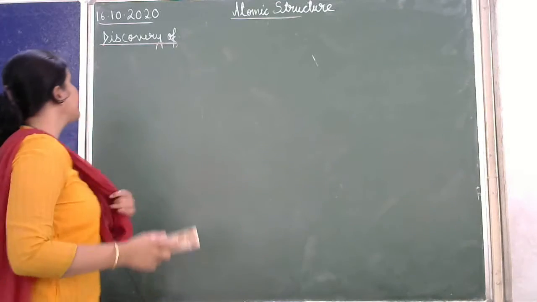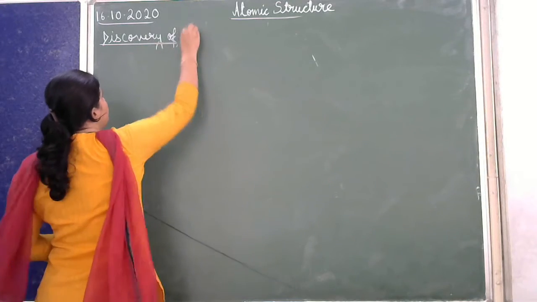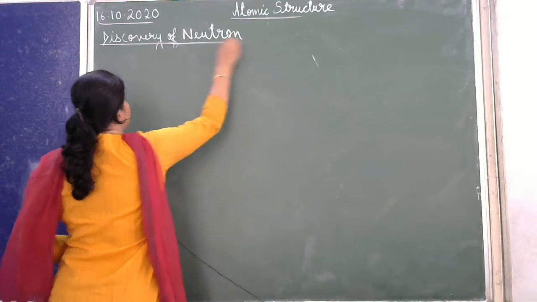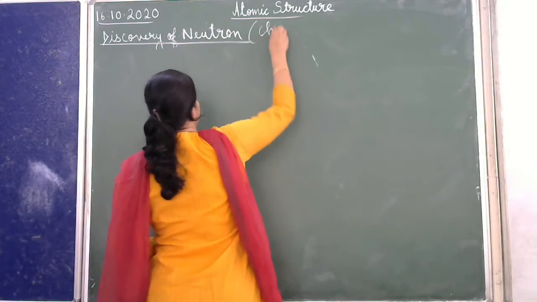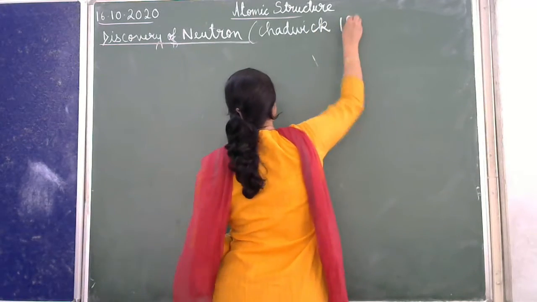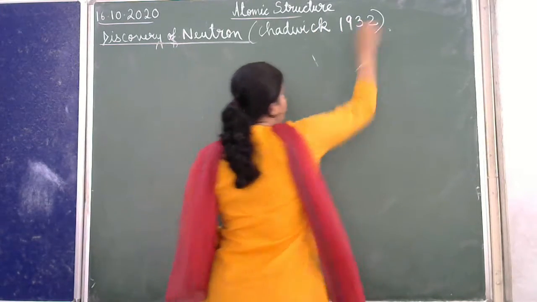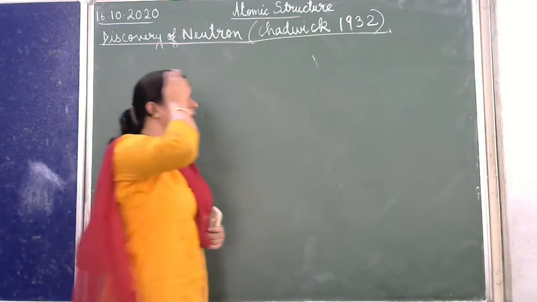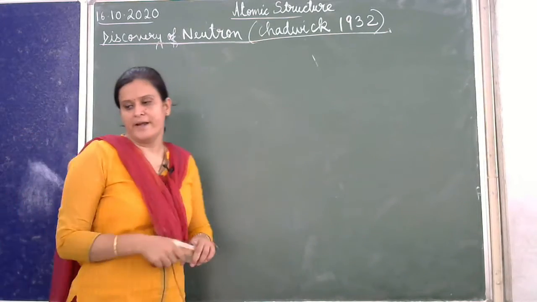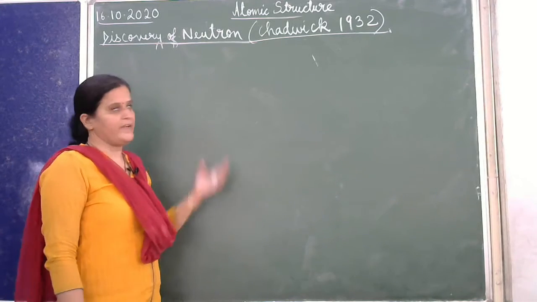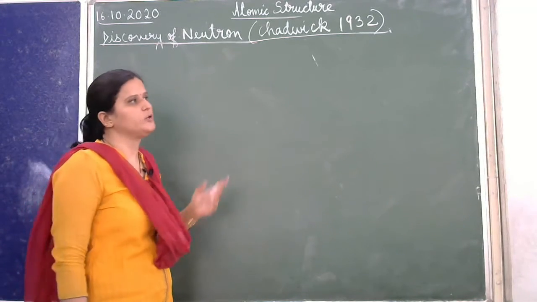Okay. So next is the discovery of the neutron. Now, this was done by the scientist Chadwick in the year 1932. Actually, how did Chadwick conclude that there is another subatomic particle? That is, how did he discover the neutron?